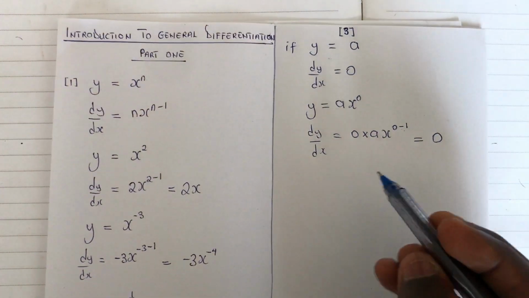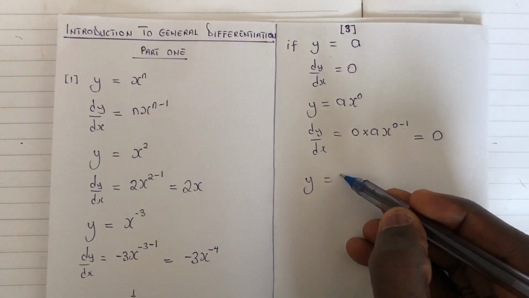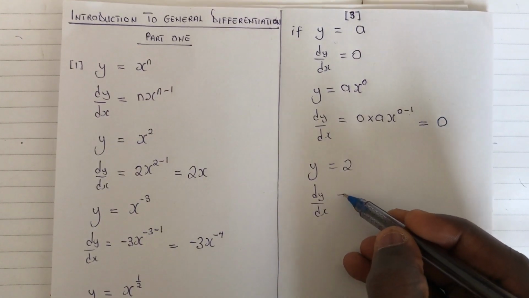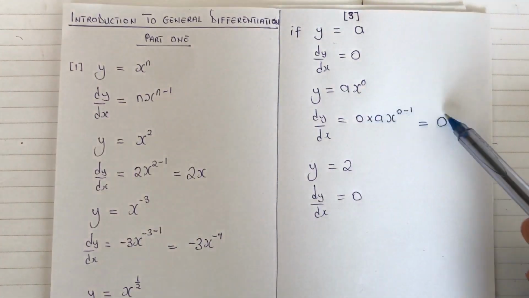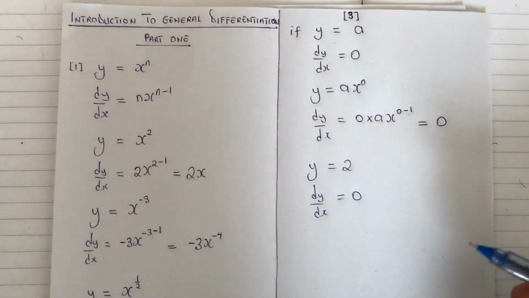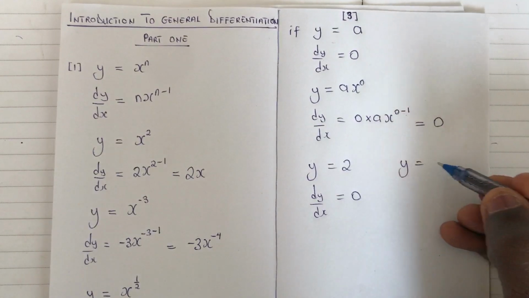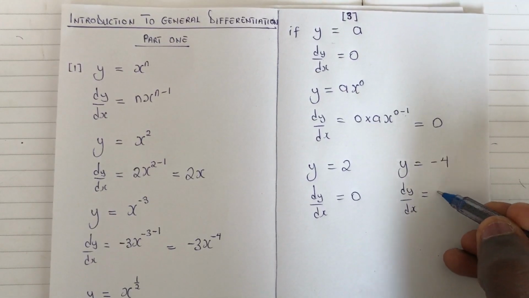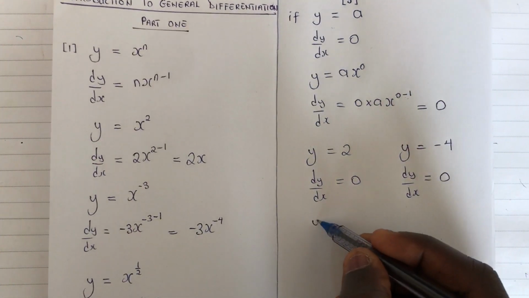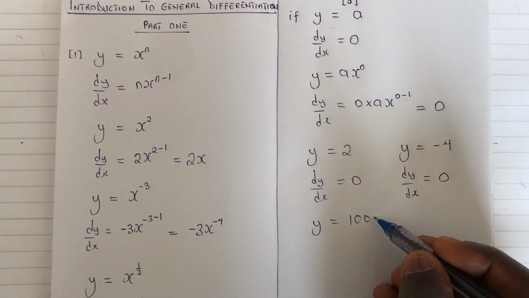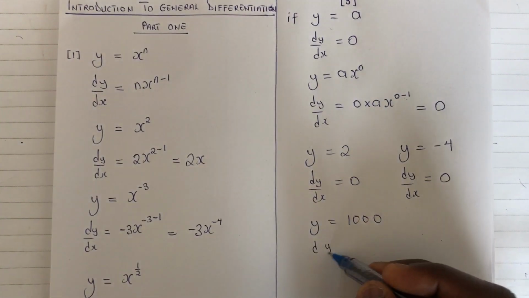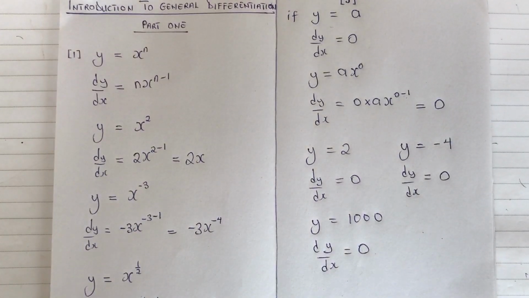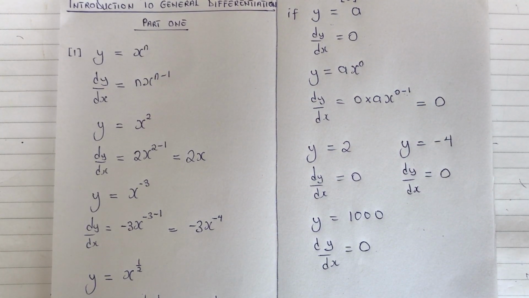So that is why we say that the differential of a constant is always what? 0. So for example, if I have y equals 2, where 2 is a constant, then dy/dx equals 0. There is no need for you to pass through this step. All you can do is to say 0. Again, if I have y equals minus 4, then dy/dx equals 0. If I have y equals 1000, still we have dy/dx equals what? 0. We got the concept. So let's move on to rule number 4.